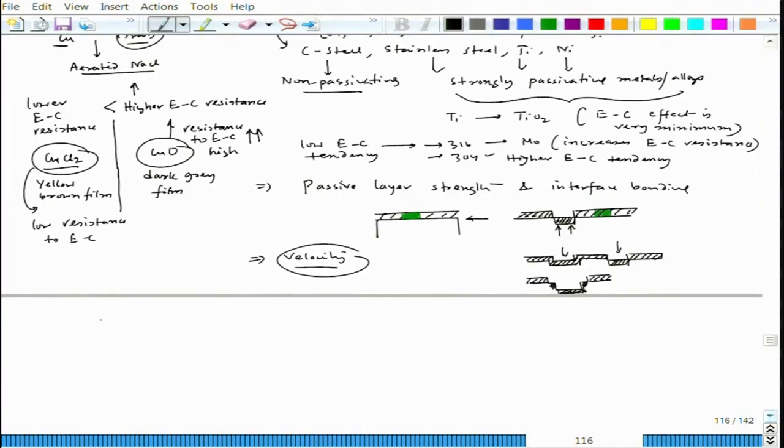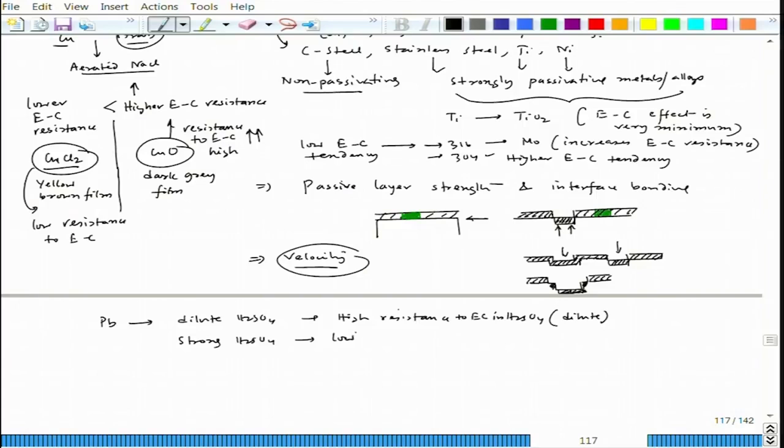Now, even lead, we can have an example of lead. If we have, let us say, a lead pipe with dilute H2SO4, it gives you a fantastic resistance, high resistance to H2SO4 when it is dilute, and high resistance to EC, of course. But if it is a strong H2SO4, then it gives you a low resistance. In fact, erosion corrosion would be much faster if it is a strong H2SO4.